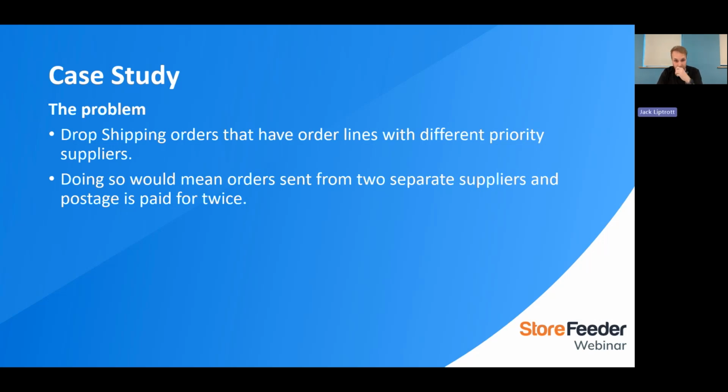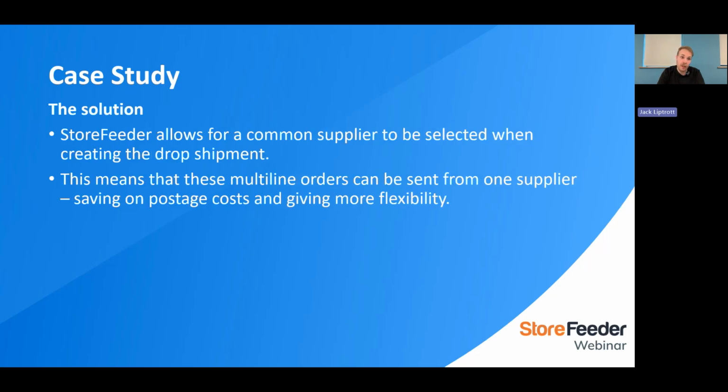So the way that we've sort of got around that was to have that common supplier option added, so that when you're creating the drop shipment in bulk, you can go, no, it doesn't matter if it's a different supplier, if it's a more expensive supplier, I want it to go with the same one each time. So this means that multi-line orders can be sent from one supplier, saving on postage costs and giving you a bit more flexibility with it. So you can choose this at the point you're creating the drop shipment, basically.